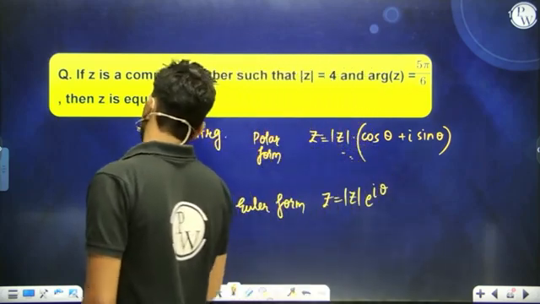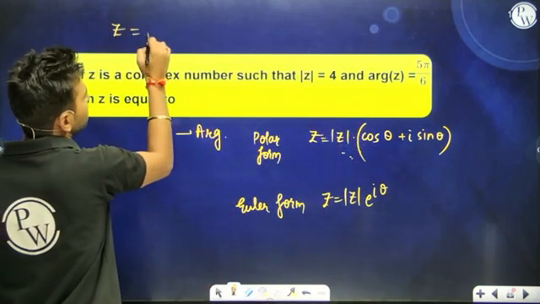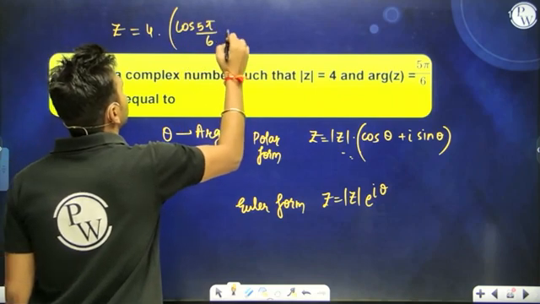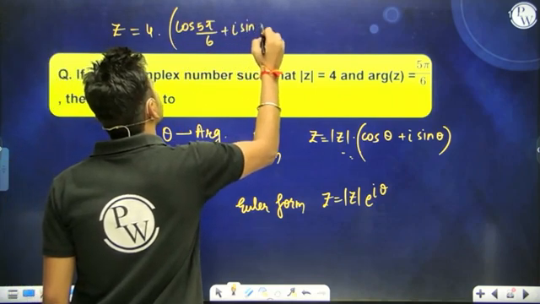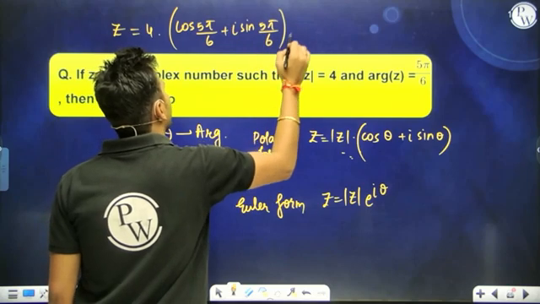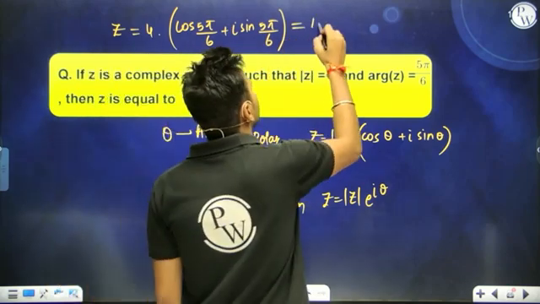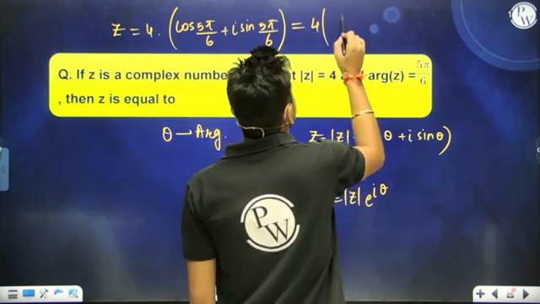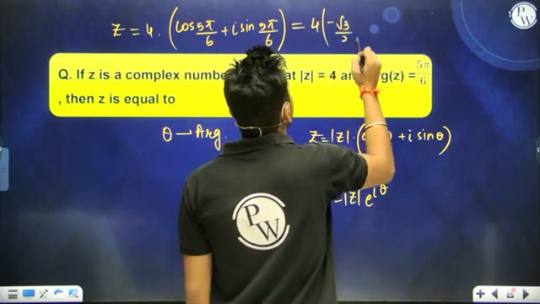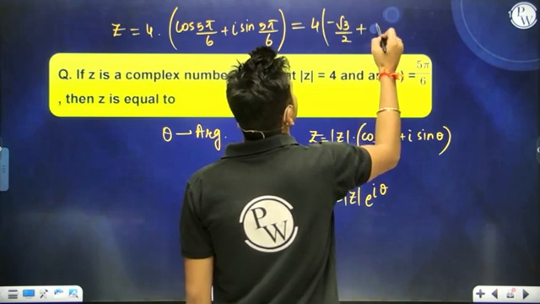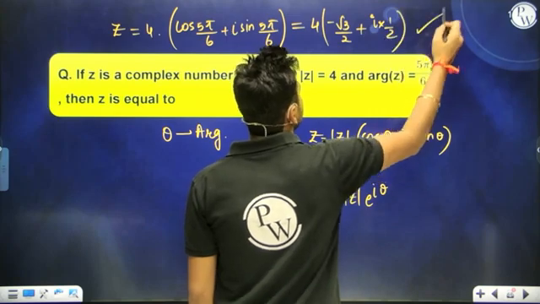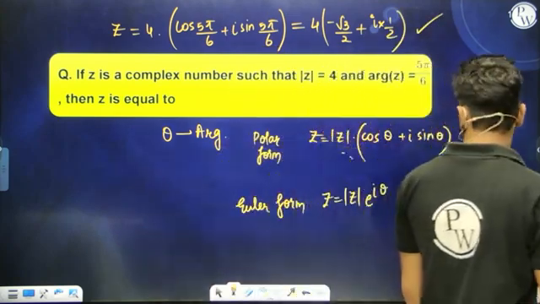Right? Okay. So z can be written as mod z, that means 4 into cos 5 pi by 6 plus i sin 5 pi by 6. Now I hope that you know a bit of trigonometry. So cos 5 pi by 6 is going to be minus cos pi by 6, that is minus root 3 by 2, and sin 5 pi by 6 is going to be half. So this can further be simplified and the question is done.